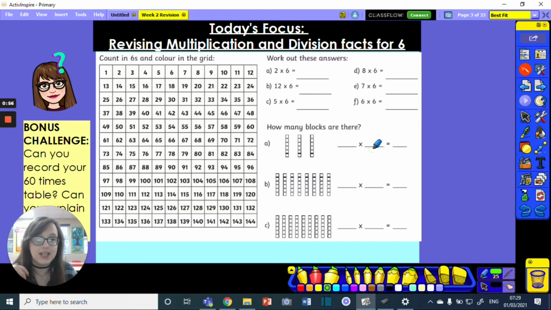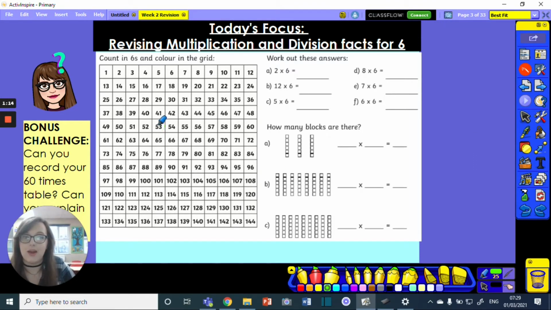Now there's an activity on the screen in front of you. I'd like you to press pause and see how much you can do by yourself. Then when you're ready, we're going to unpause and I'll show you what I would have done and we can check our answers together. So press pause and have a go now. Okay, let's have a little look together.